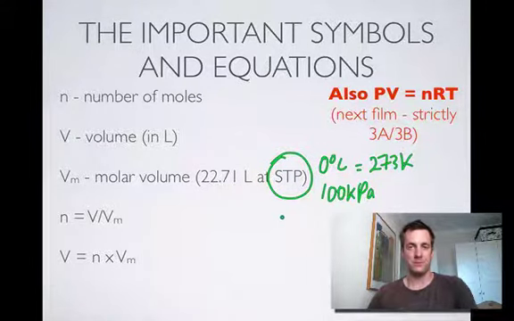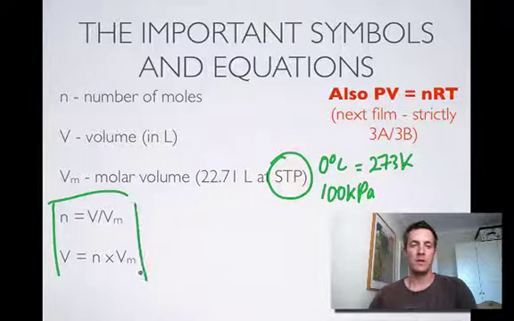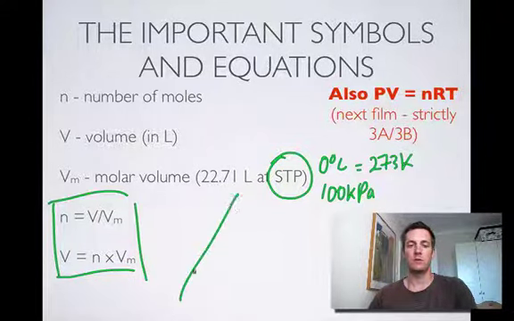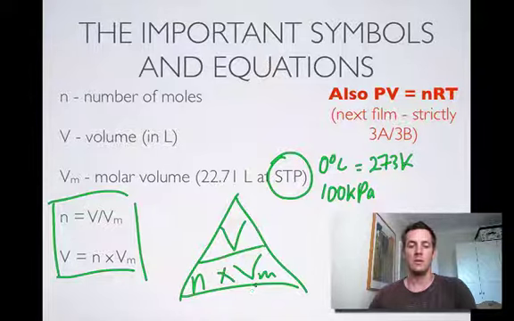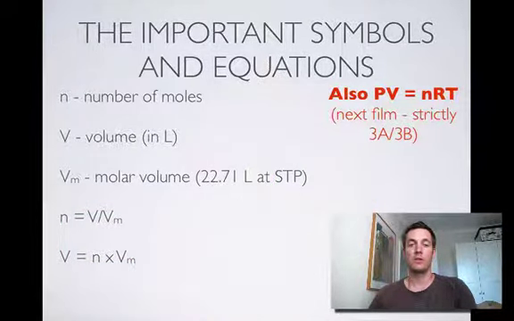Right, let's have a look at the formulas we're going to use. Number of moles of any gas is given by its volume divided by this number, and the volume of any gas is given by its number of moles multiplied by that number. If you're a triangle sort of person, that means you've got the n down here, the V up there, and the Vm. Let's have a look at a question that deals with stoichiometry.